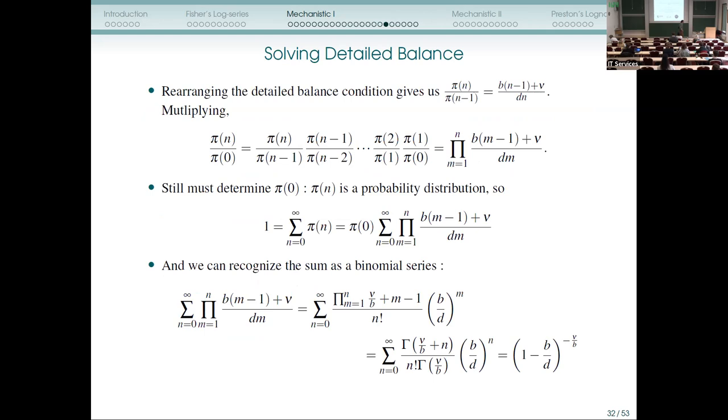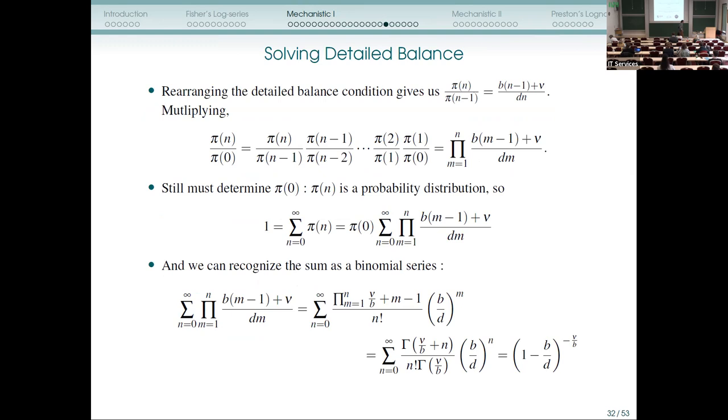If I rearrange that equation, I get this, right? And what's great about that is that in a few lines of algebra, I can do something which I could not do in a computer, which is solve this infinite system. So the ratio of pi n to pi n plus 1, the ratio of the probability in this state to the probability in this state, is characterized by this ratio of rates.